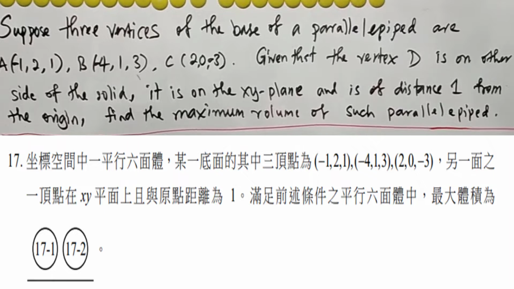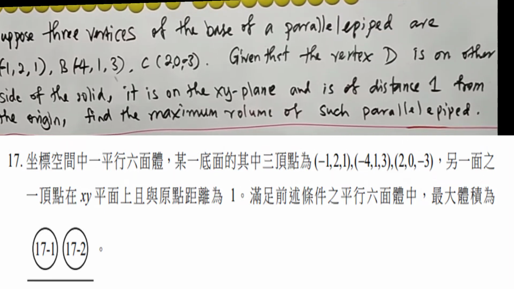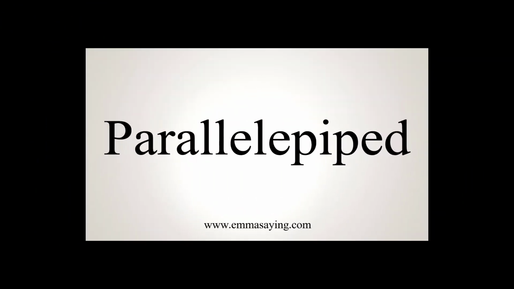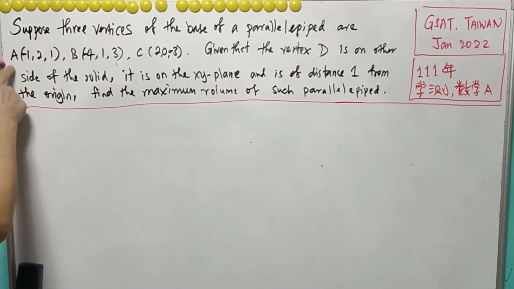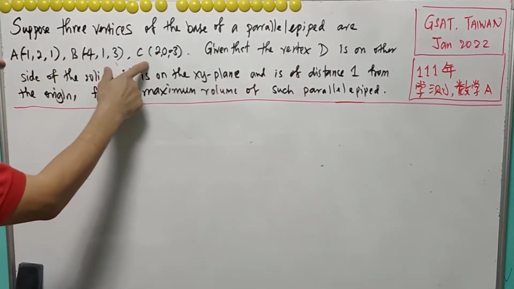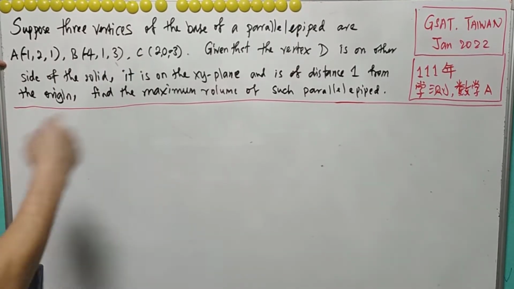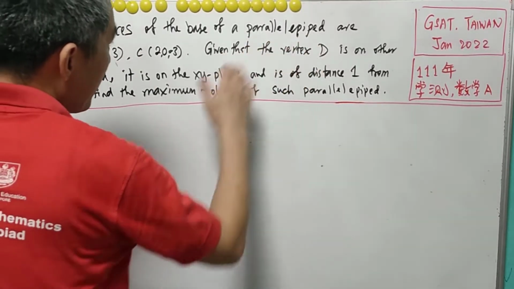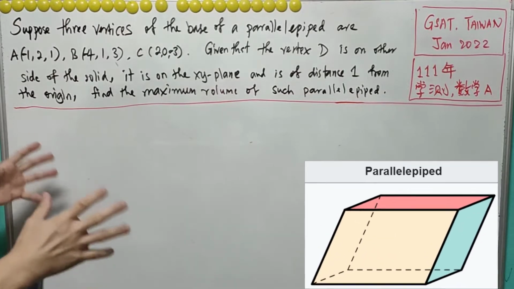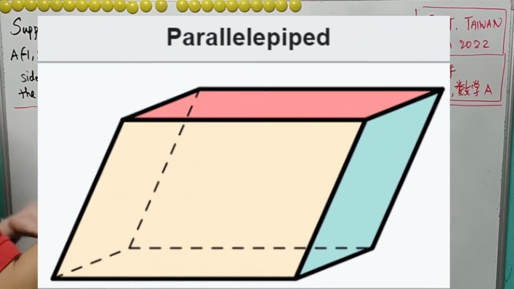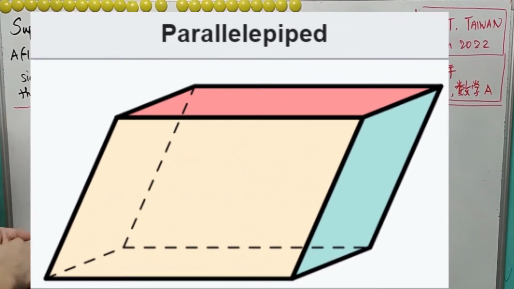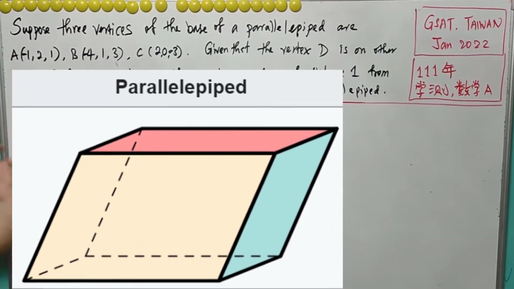Suppose three vertices of the base of a parallelepiped are A, B, and C as such. Before we proceed, a parallelepiped is actually a 3D shape with 6 faces. Each of the faces is actually a parallelogram. This is a general shape.